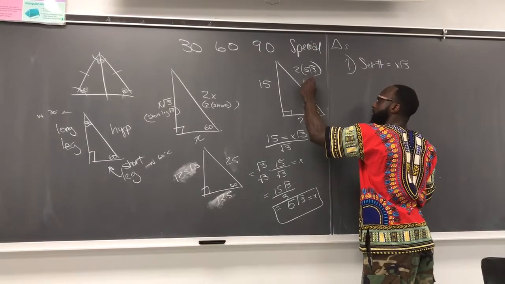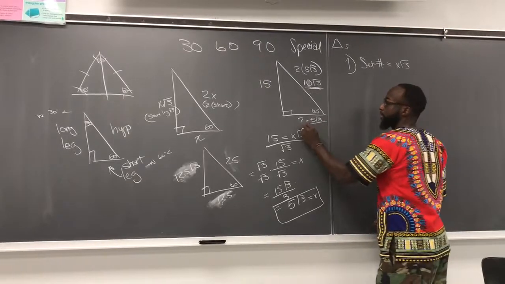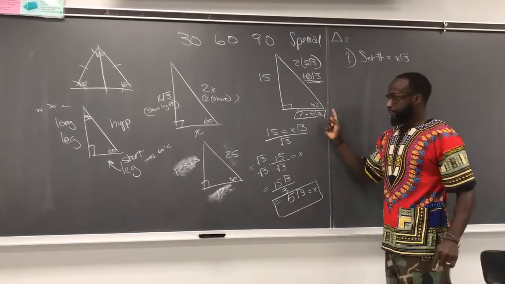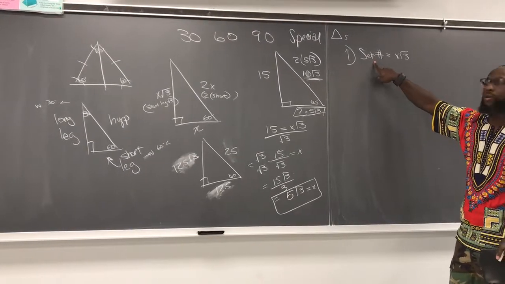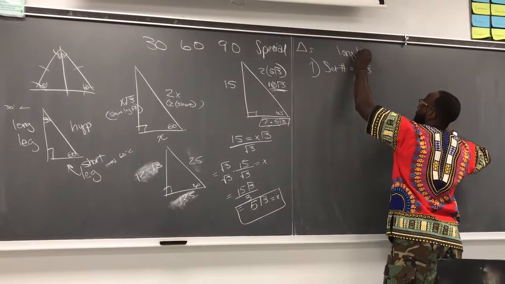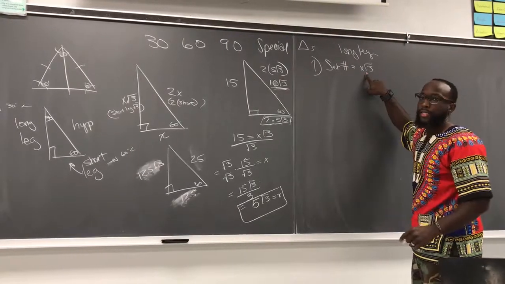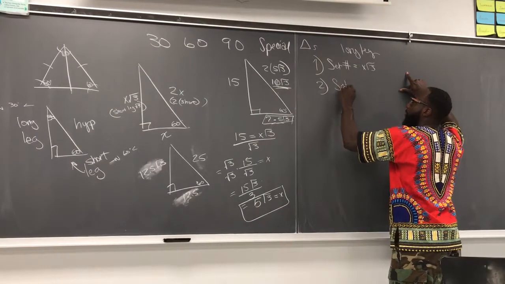10 times the square root of 3. Everybody good with that? So again, you set the whole number equal to x times the square root of 3. This is for the long leg. Then you solve.